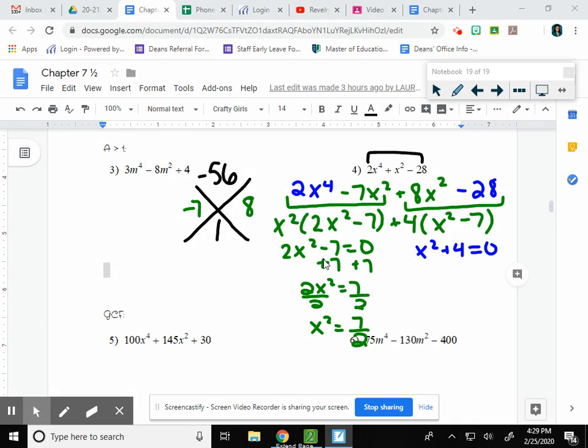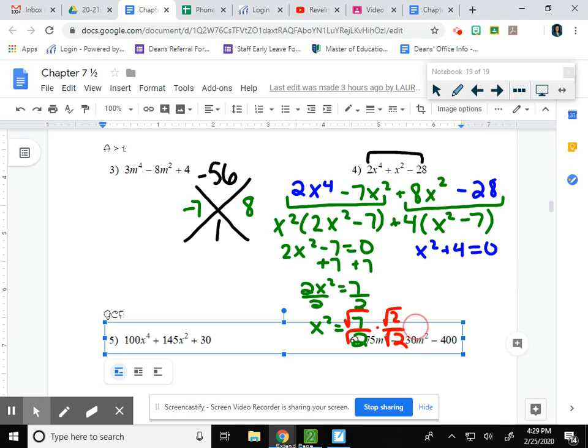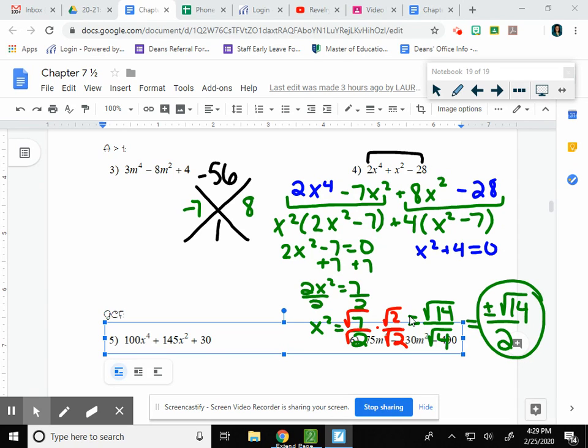Okay, so now I have to take the square root. Same situation where you're going to multiply by whatever is in the denominator. So when you do that, this is going to give you the square root of 14 over the square root of 4. Well, you know that the square root of 4 is 2, and the square root of 14 can't be broken down. So this is your first two answers.